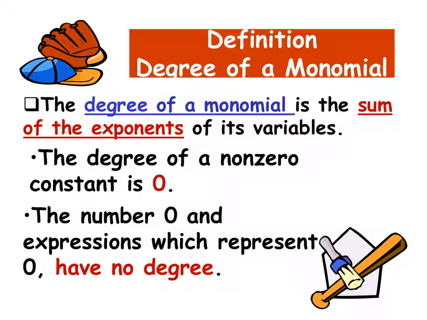Alright, when you hear the word degree, if you're talking about a monomial, the degree of a monomial is the sum of the exponents of the variables. So all you do is take all the exponents of the variables in the term and add them together. If you have a constant, such as 6, then it's degree 0. The number 0 and expressions which represent 0 have no degree.